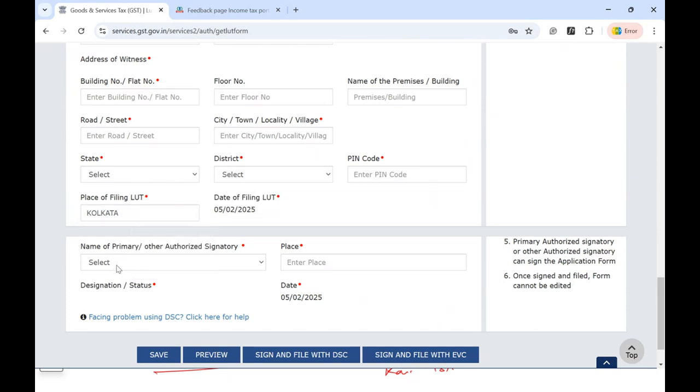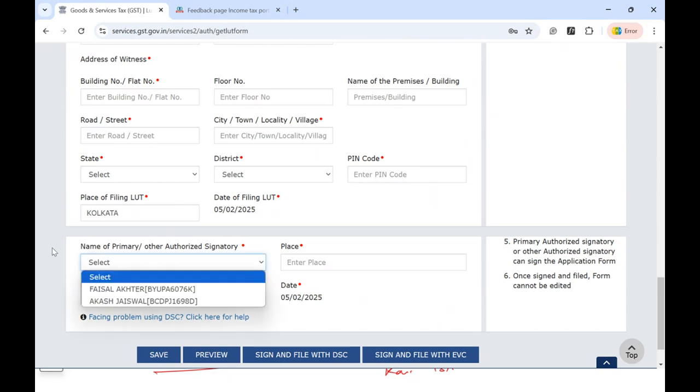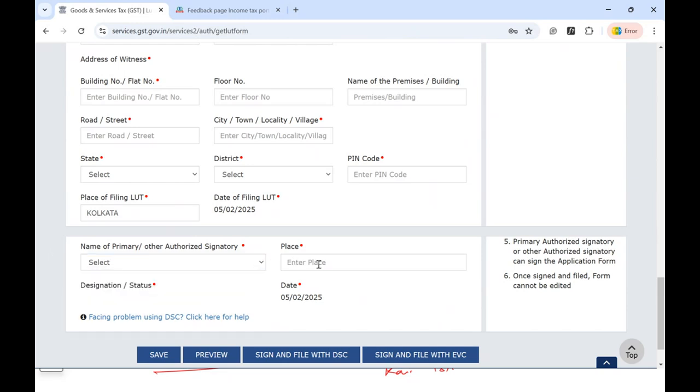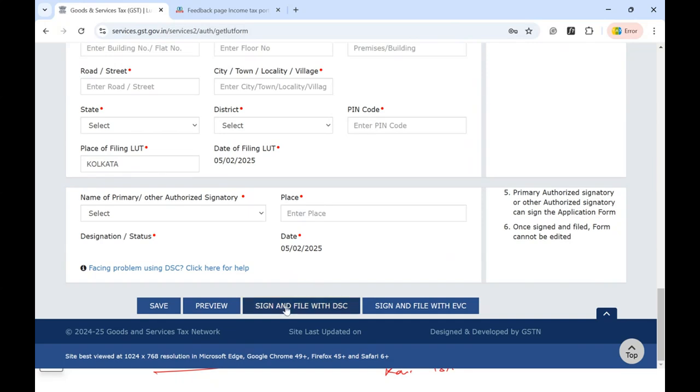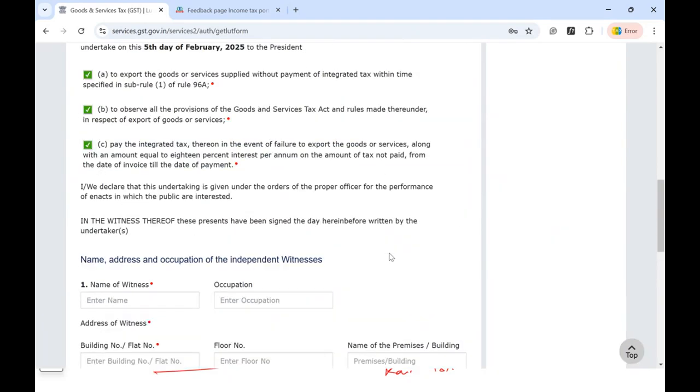And then the person who is signing this form, who is supposed to verify this form, we need to take from this drop down menu, and accordingly provide the place of signing, and then sign and file with DSC or sign and file with electronic verification code. That means OTP based verification. Then it would be done as a filing of LUT. That's all you are required to do.